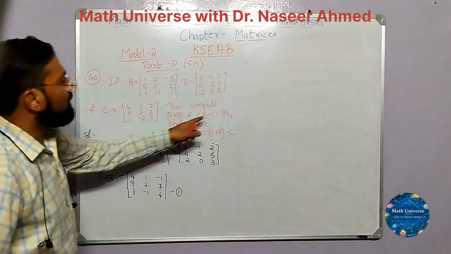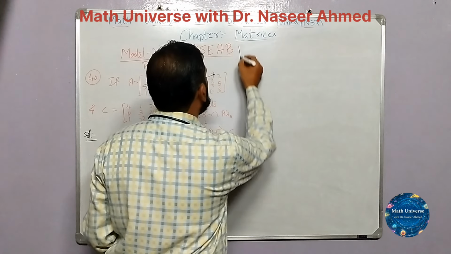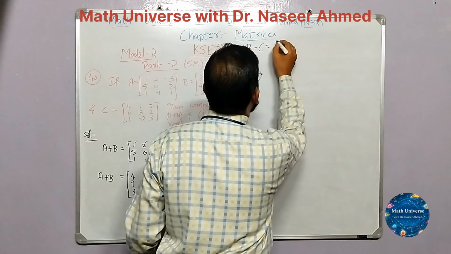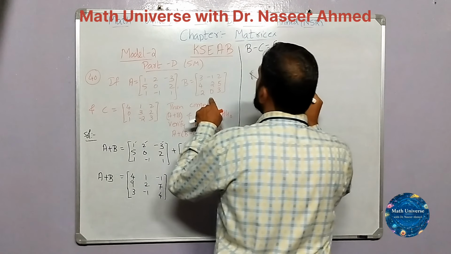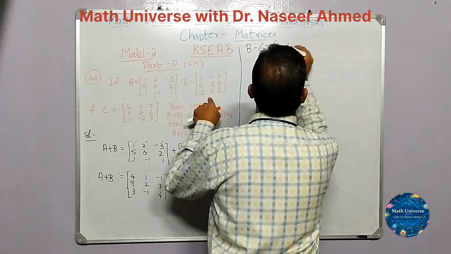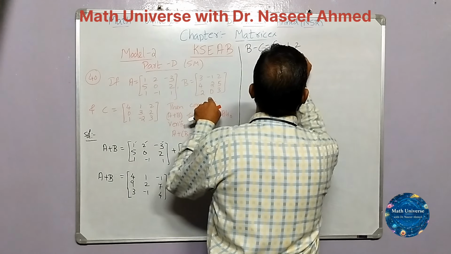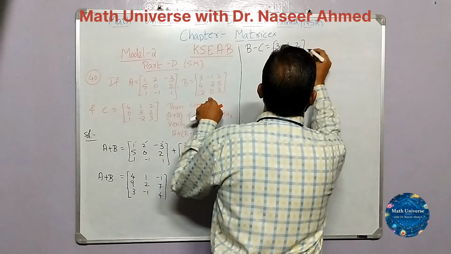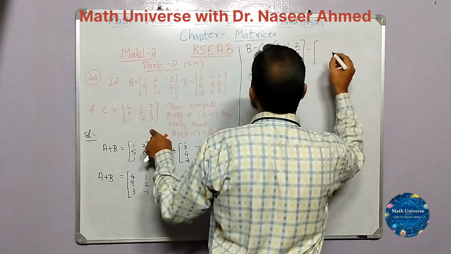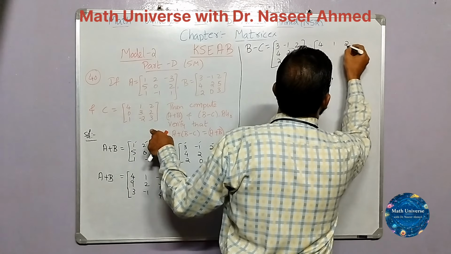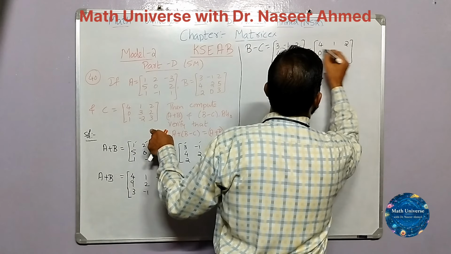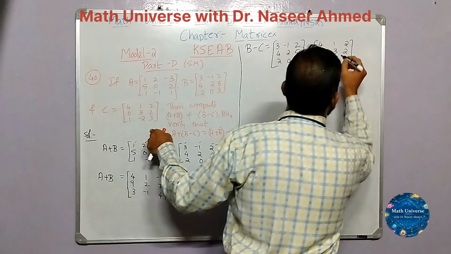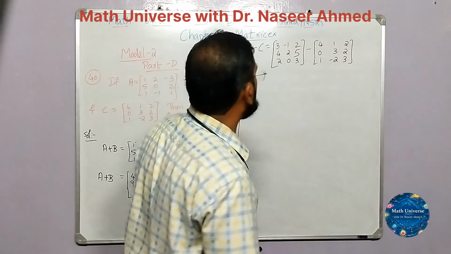Now next thing is I want B minus C. Let us compute B minus C. So coming to matrix subtraction B minus C, the difference. Matrix B again from here, it is 3, minus 1, 2, then 4, 2, 5, 2, 0, 3, minus matrix C. Matrix C is here: 4, 1, 2, 0, 3, 2, 1, minus 2, 3. Now we want to subtract both the matrices.